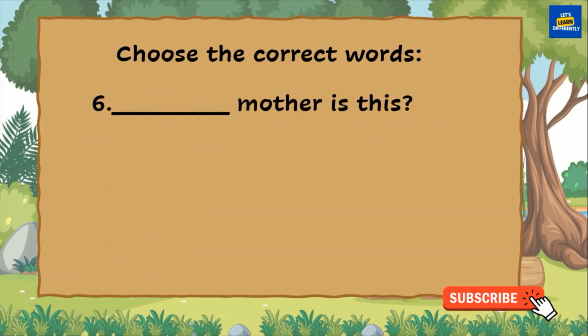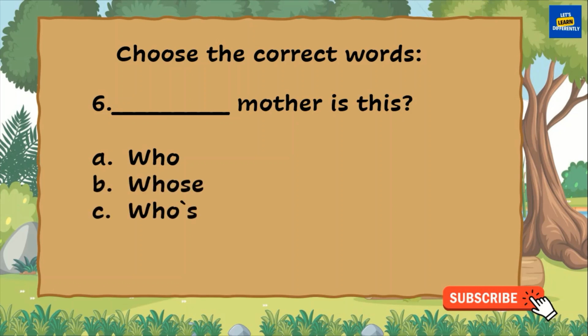Number 6. Dash mother is this. The options are A. Who, B. Who's, C. Whose, D. Whose. And the correct answer is whose mother is this.